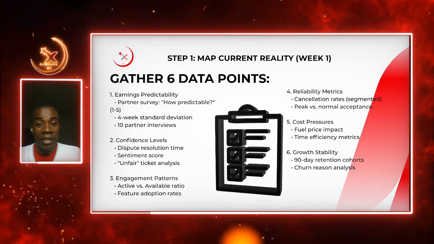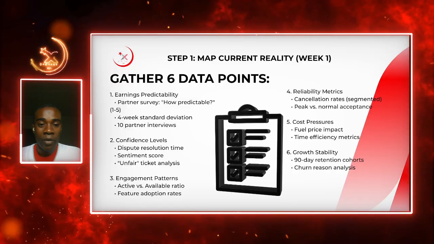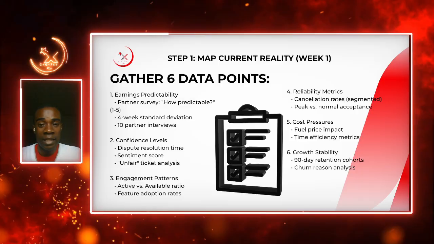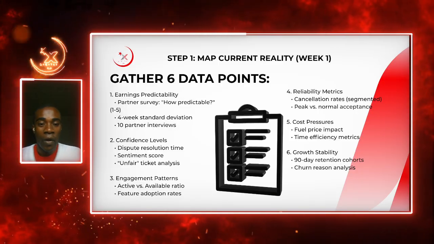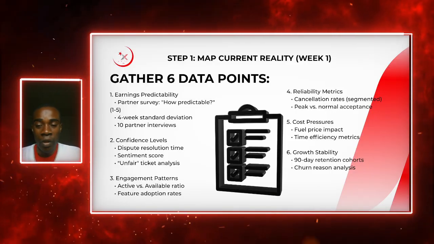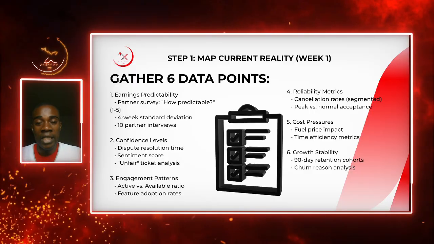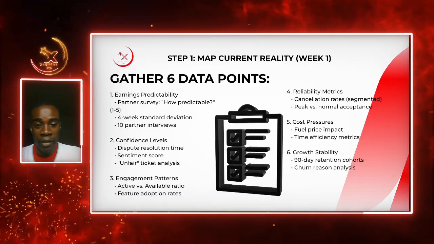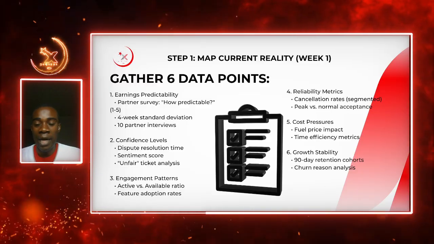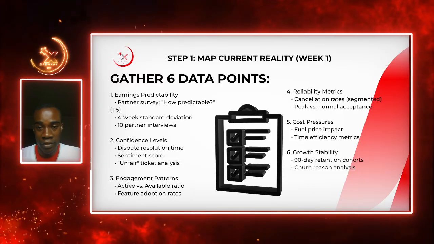Here's how you can implement this partner economics loop starting next week on Monday. So week one, start by mapping your current reality by gathering these six simple data points. One, earnings predictability. Ask partners, how predictable are your weekly earnings on a scale of 1 to 5? Calculate 4 week variance and then interview up to 10 partners about their earnings rhythm. Two, confidence levels. Look at dispute resolution times, check sentiment scores, and analyze what percentage of tickets are about unfair decisions.